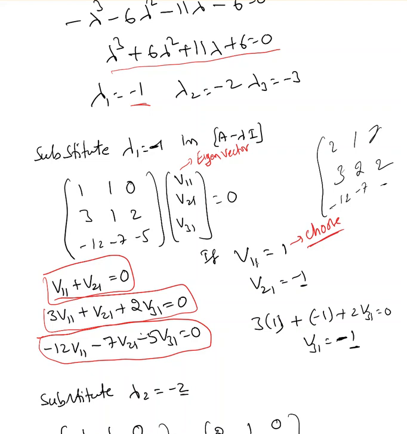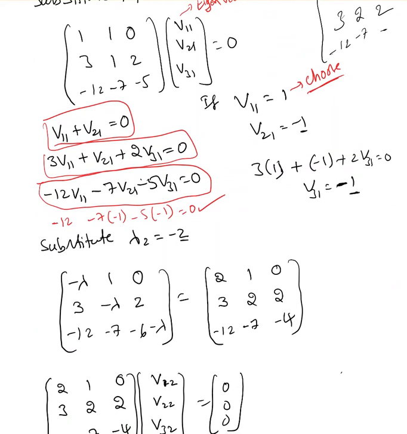If I choose v11 equal to 1, v21 equal to minus 1, and substitute these values in the second equation, I end up with v31 equal to minus 1. If you substitute these values in the third equation, it must be valid. So I have minus 12, minus 7 times minus 1, so plus 7, minus 5 times minus 1, plus 5, which equals 0. So these values are right. So I found v11, v21, v31.